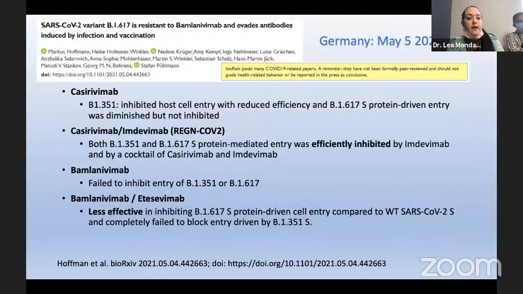The important thing to keep in mind is that the Casirivimab-Imdevimab RAIN-CoV-2 combo that you'll be getting, the second one there, in this in vitro data, it appeared to effectively inhibit entry of either one of those variants. And it was fine. And I'll show figures on the next slide. Bamlanivimab alone failed to prevent entry of either the South African or Indian variant. And the combination, although it was somewhat effective in inhibiting the B1617, it wasn't as effective as the RAIN combo, and it was not as good at stopping that one as it was to wild type.